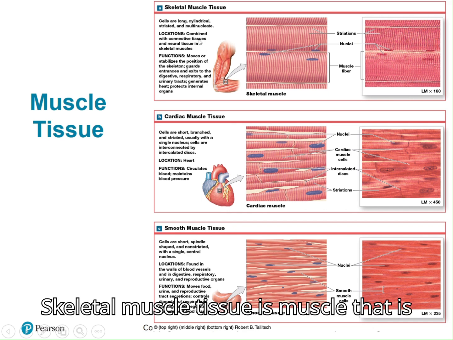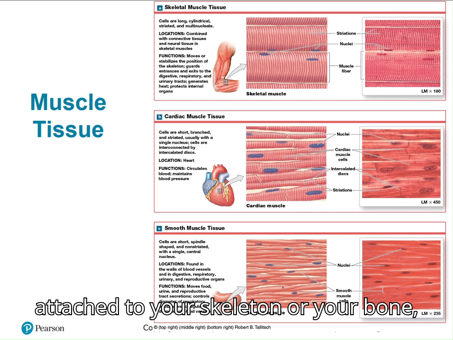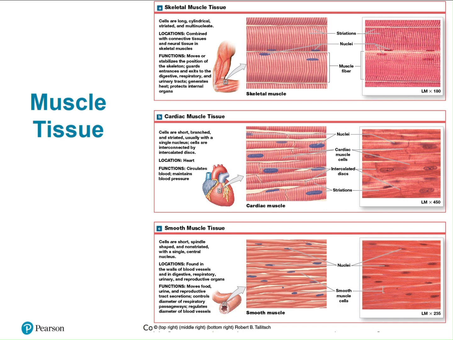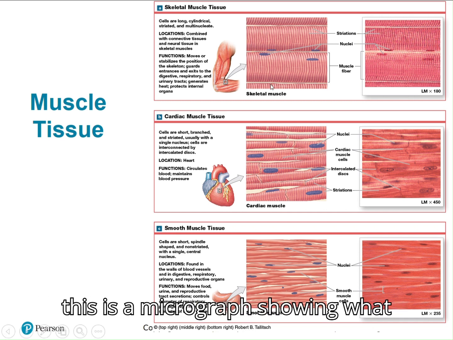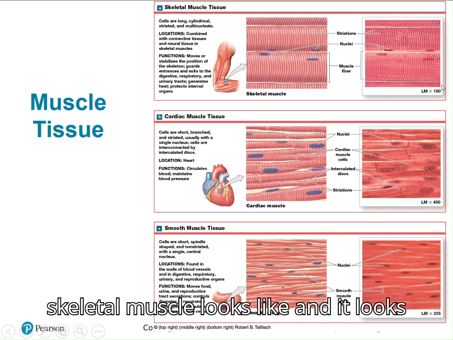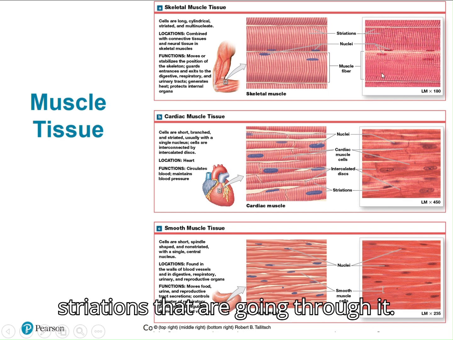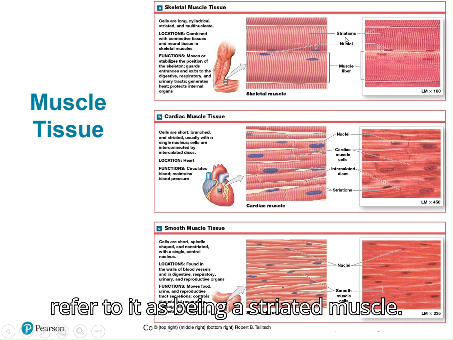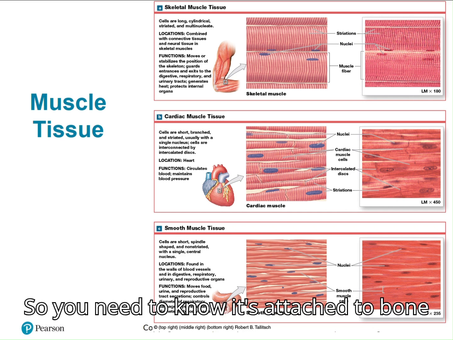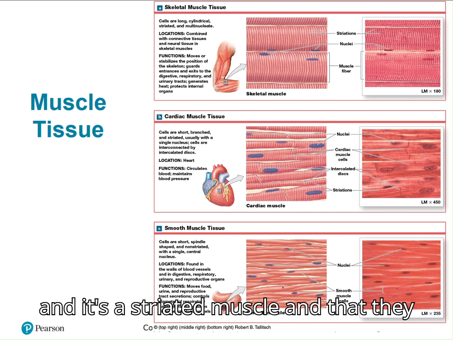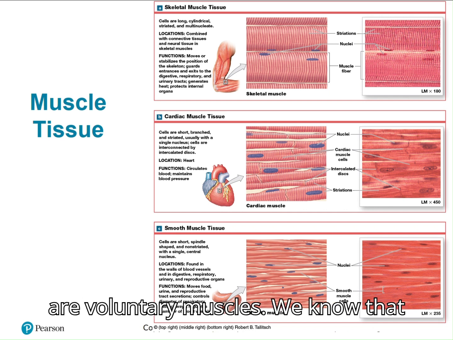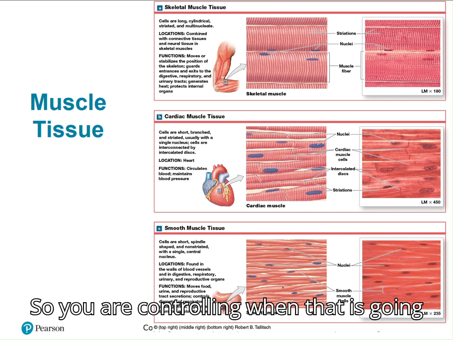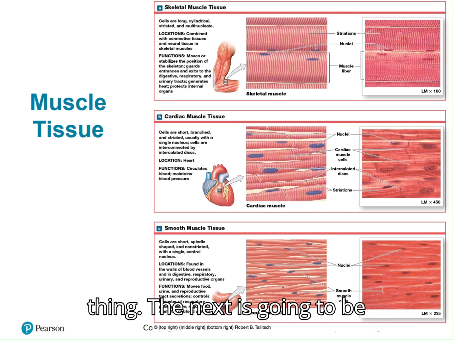Skeletal muscle tissue is muscle that is attached to your skeleton or your bone. So this is the one we think about and responsible for your movement of your body. So those are all skeletal muscles. Now, if we look at the picture over here, this is a micrograph showing what skeletal muscle looks like, and it looks like it has all these little stripes or striations that are going through it. Those muscle striations that you have refer to it as being a striated muscle. So you need to know it's attached to bone and it's a striated muscle and that they are voluntary muscles. We know that they're voluntary because you decide when you want to move your arm and your legs. So you are controlling when that is going to happen, and that is a conscious sort of thing.